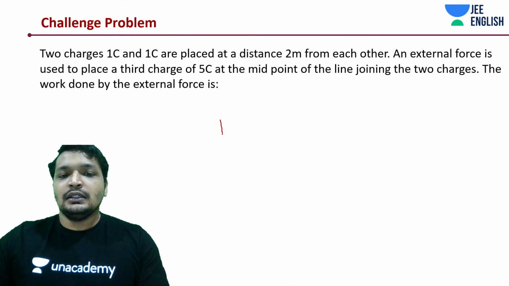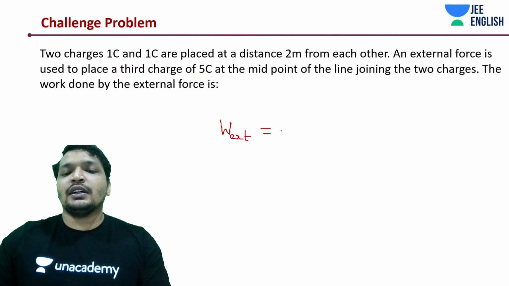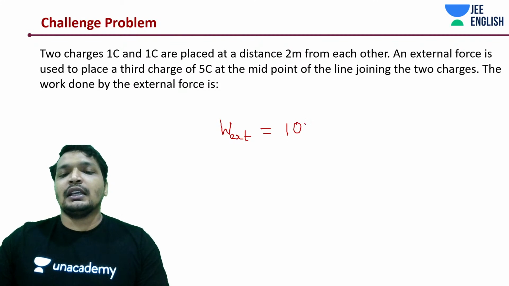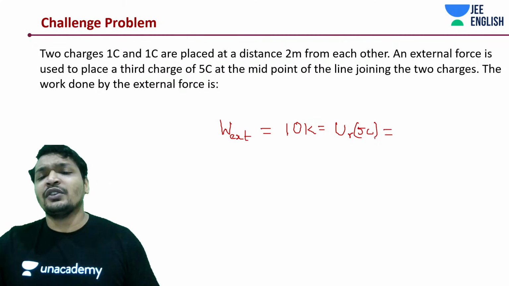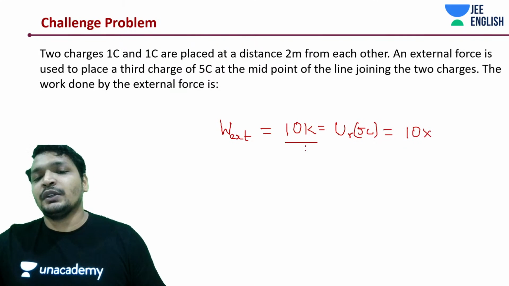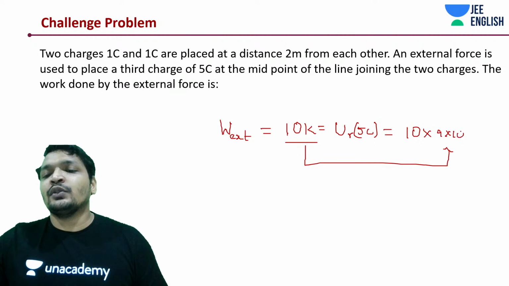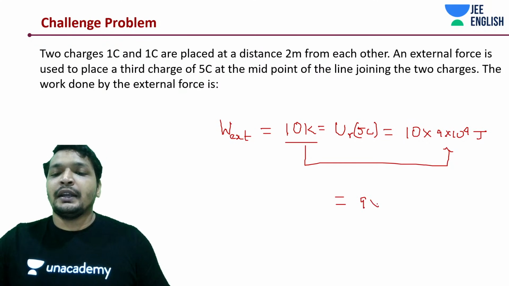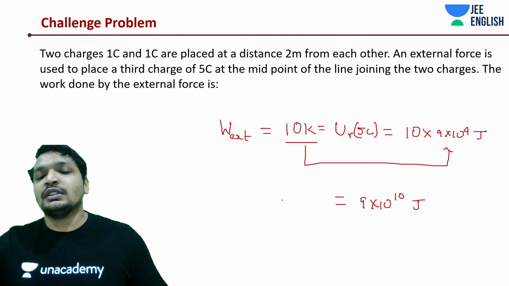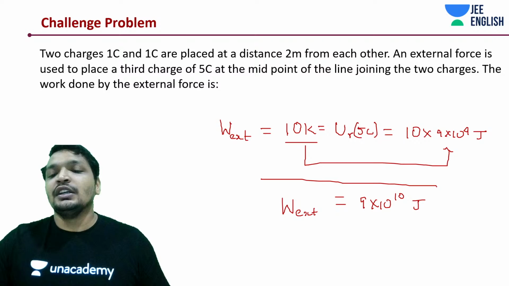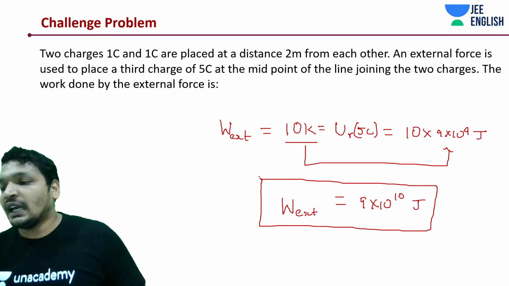So work done, you need not complicate it, rather keep it as simple as work done by the external force is nothing but 10K, which is nothing but work done to move this 5 coulomb charge to a finite distance R, in this case 1 meter away from the 1 coulomb charge, which is going to be 10 into 9 into 10 to the power 9, and this would be in joules. Sorry, this would simply be 9 into 10 to the power 10 joules of work has been done to bring the system to this new configuration.